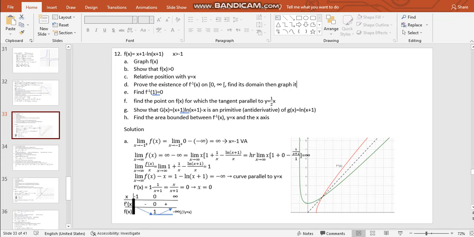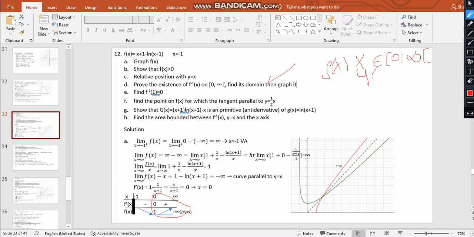So here, why is it increasing? It admits an inverse from 0 till infinity, because you can see it's strictly increasing. So the inverse exists. Find the domain, then graph it. For f of x, x is from 0 till infinity, its y is from 1 till minus infinity. For the inverse function, vice versa, so for f inverse of x, x will be from 1 till minus infinity.